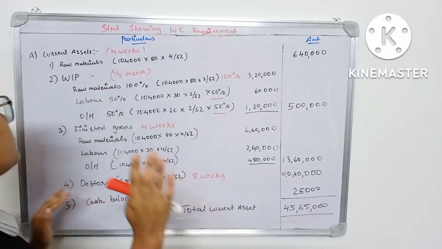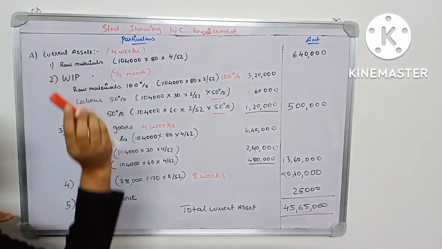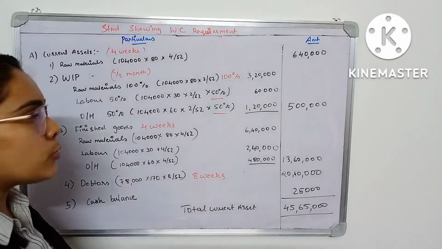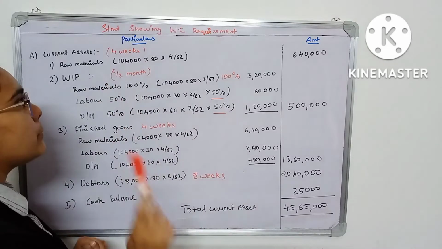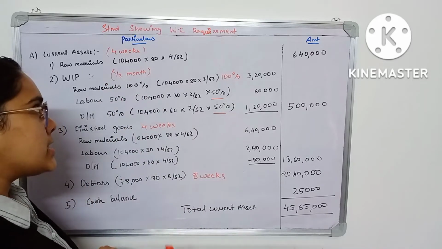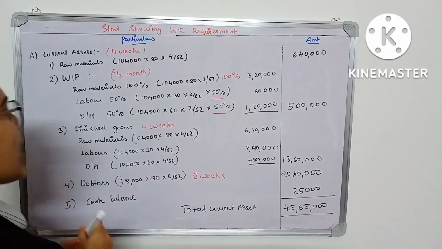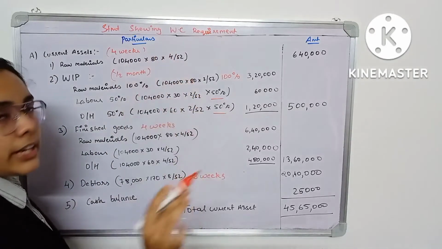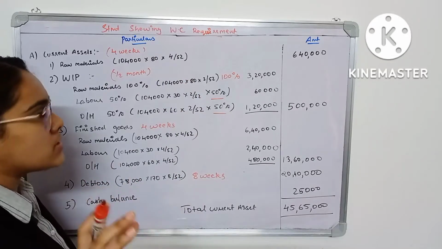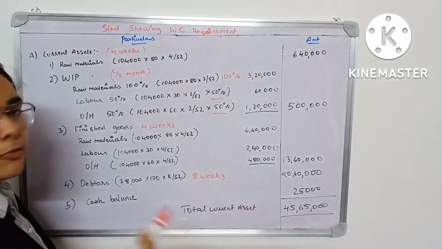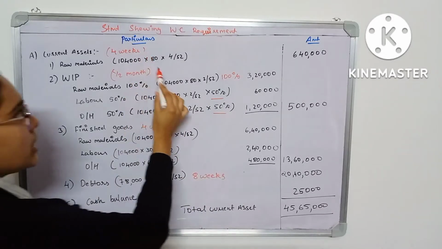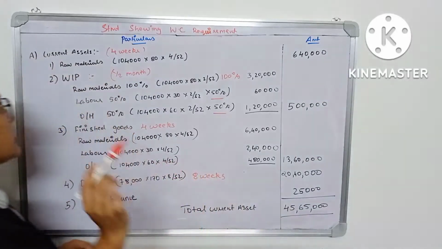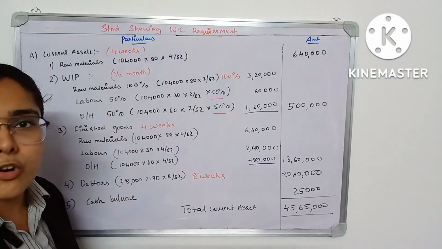All right. So here raw materials are kept in stock for 4 weeks, and the total output was 1,04,000, and per unit cost of raw materials was rupees 80. So you just have to multiply it: number of output into per unit cost into the period the item is kept in stock. That was 4 by 52, or 4 weeks. All right, so you multiply it and you get 6,40,000. So this refers to what? Closing stock of raw materials.